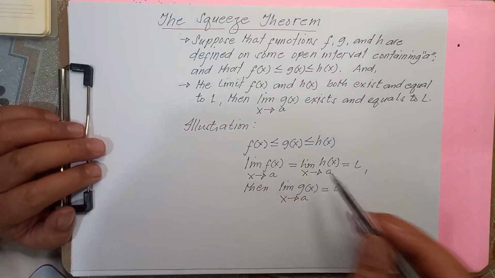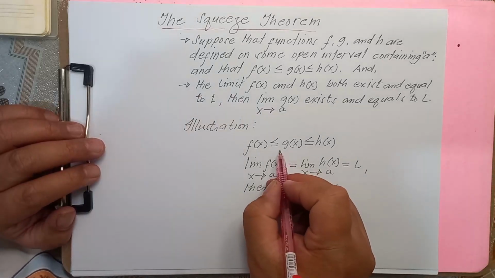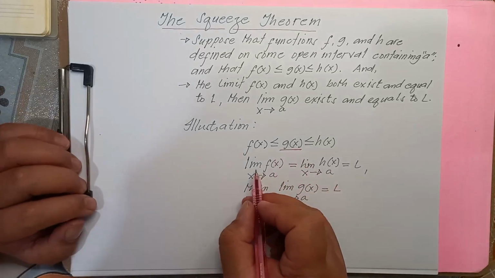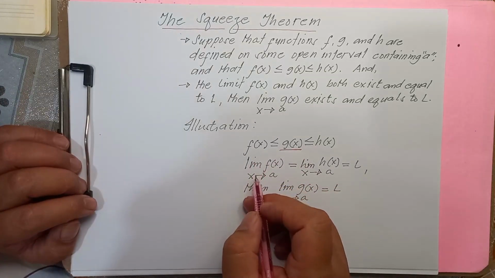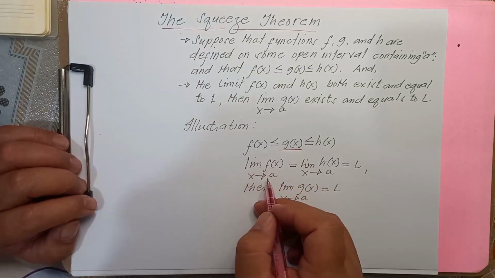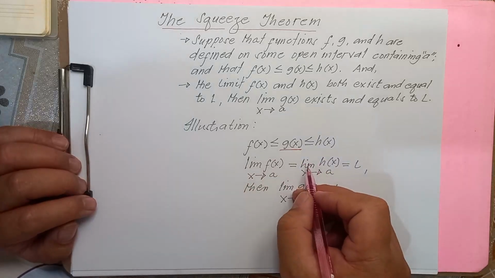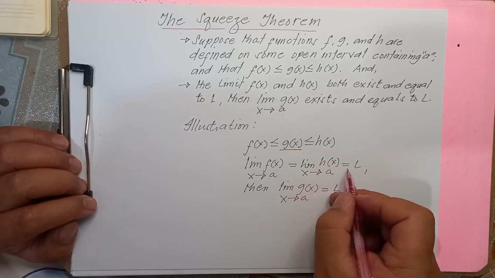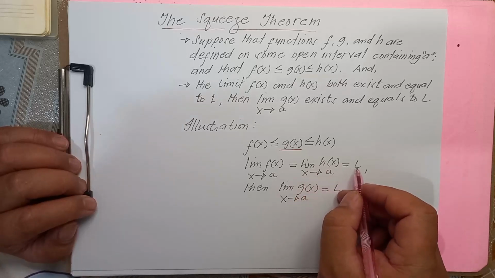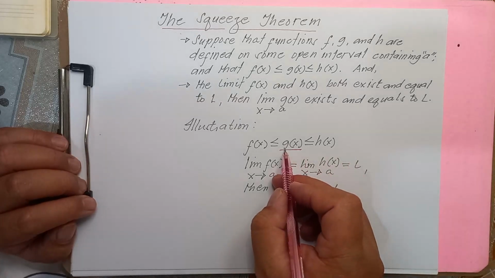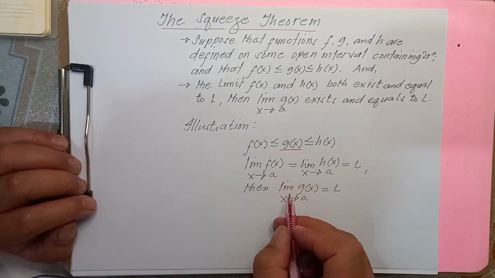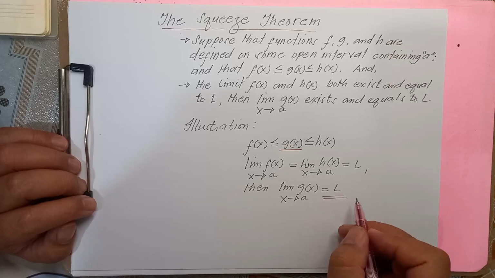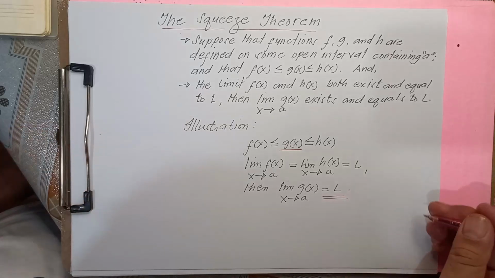So again, notice that our concern here is g of x. When we establish that the limit of f of x as x is approaching a is equal to the limit of h of x as x is approaching a, and they have the same limit L, then we can say that the limit of g of x as x is approaching a is also L. So that is the squeeze theorem.